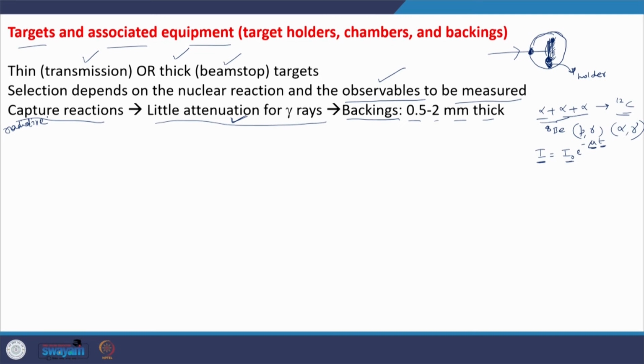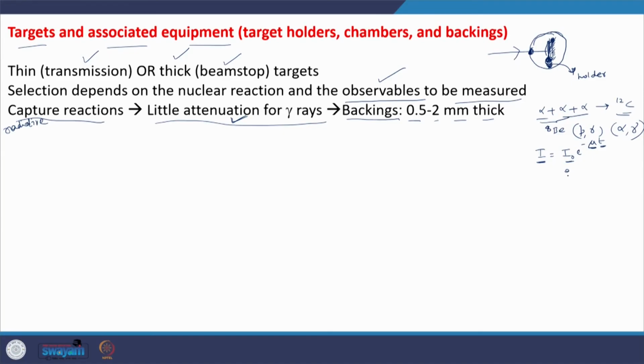And there is a beautiful advantage when the thickness of the backing material for the target is chosen such that there is above 95% transmission for the gamma rays. Can you imagine? Let me draw it like this. This is the projectile, this is the target material, and this is the backing material, whose thickness I am saying should be between 0.5 and 2 mm, and you have the target chamber.